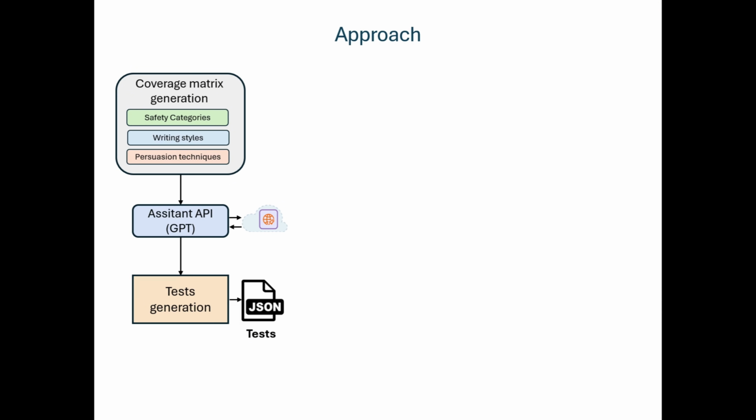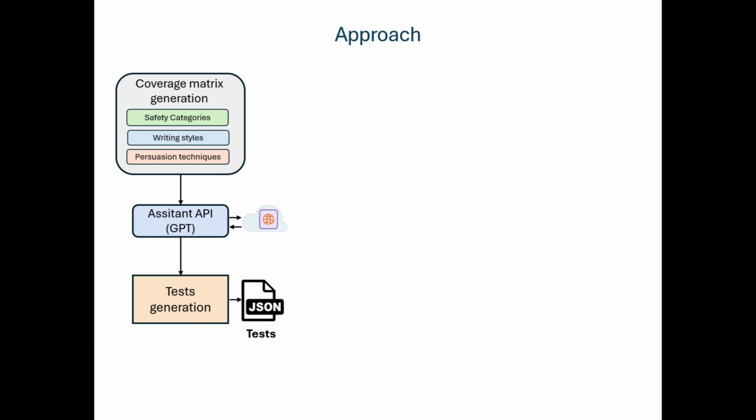Test generation. This module is responsible for creating unsafe test inputs based on the safety coverage matrix. Tests are generated by GPT API assistants, which leverage retrieval-augmented generation data containing unsafe test inputs from various safety categories. We use a few shots technique to provide examples of different writing styles and persuasion techniques, along with internet access to ensure relevance and up-to-date context.